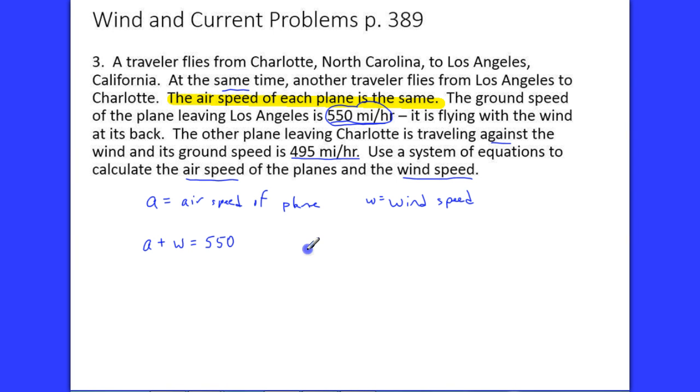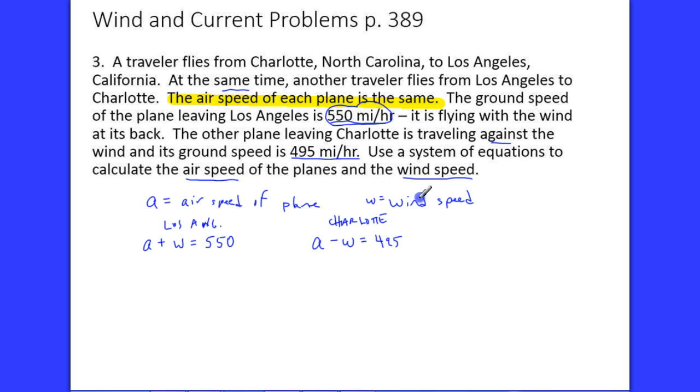Whereas for the other airplane, let's take its airspeed, and we're going to subtract the wind speed because it is flying against the wind at a rate of 495 miles per hour. So the one on the left here, that's the plane leaving Los Angeles. That's LAX is what that's supposed to be. And this is the plane that is leaving Charlotte. When I look at these two equations, if we solve these now, we can calculate approximately the average airspeed and the average wind speed.